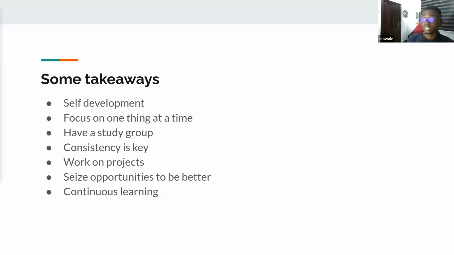And I also think consistency is key because programming is not something that you do today and then leave for a week and come back to it. It might require you to start from scratch again. So when you're consistent with it, even if it's just an hour or 2 hours in a day, it really helps.